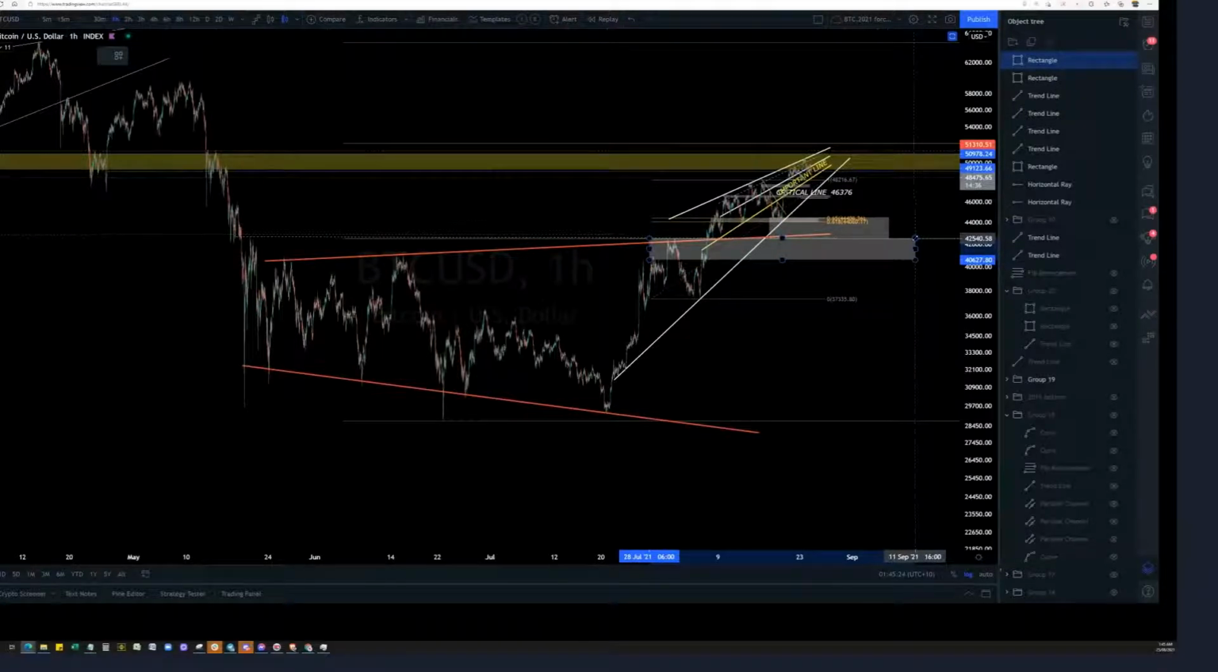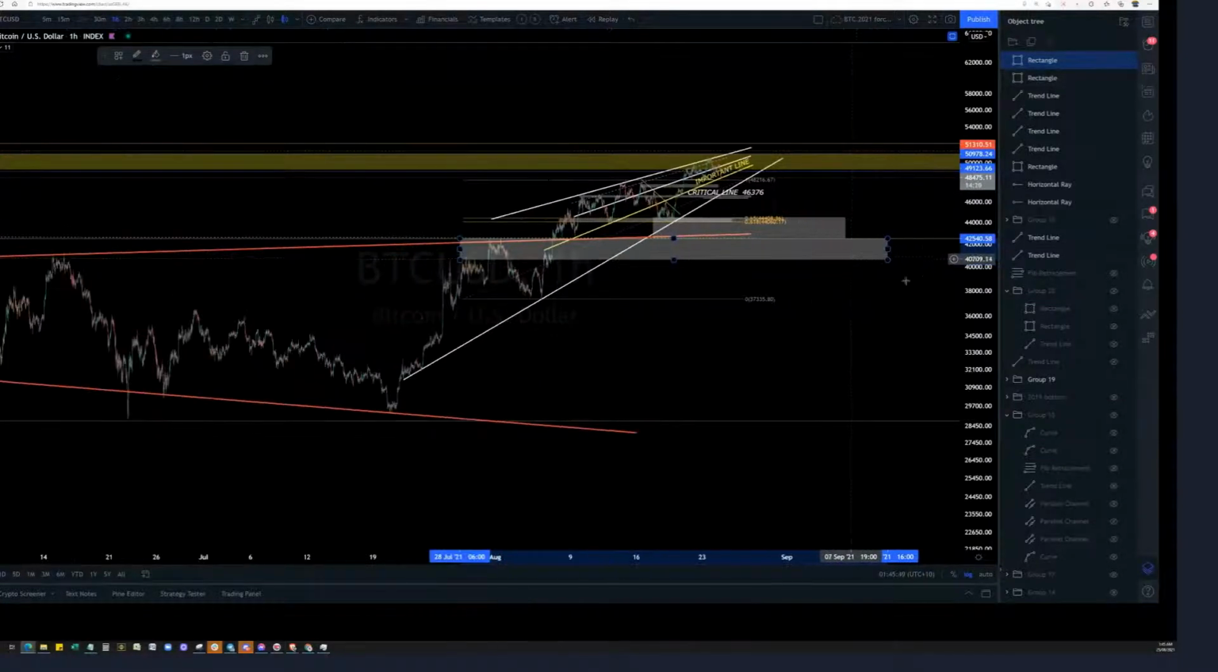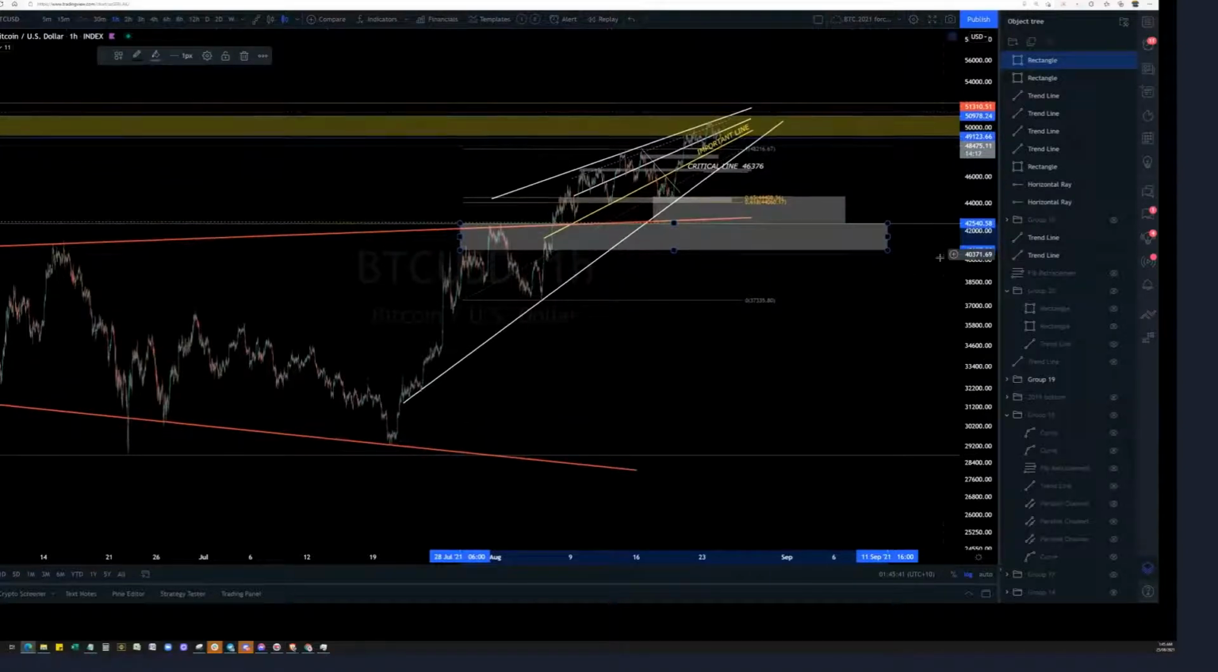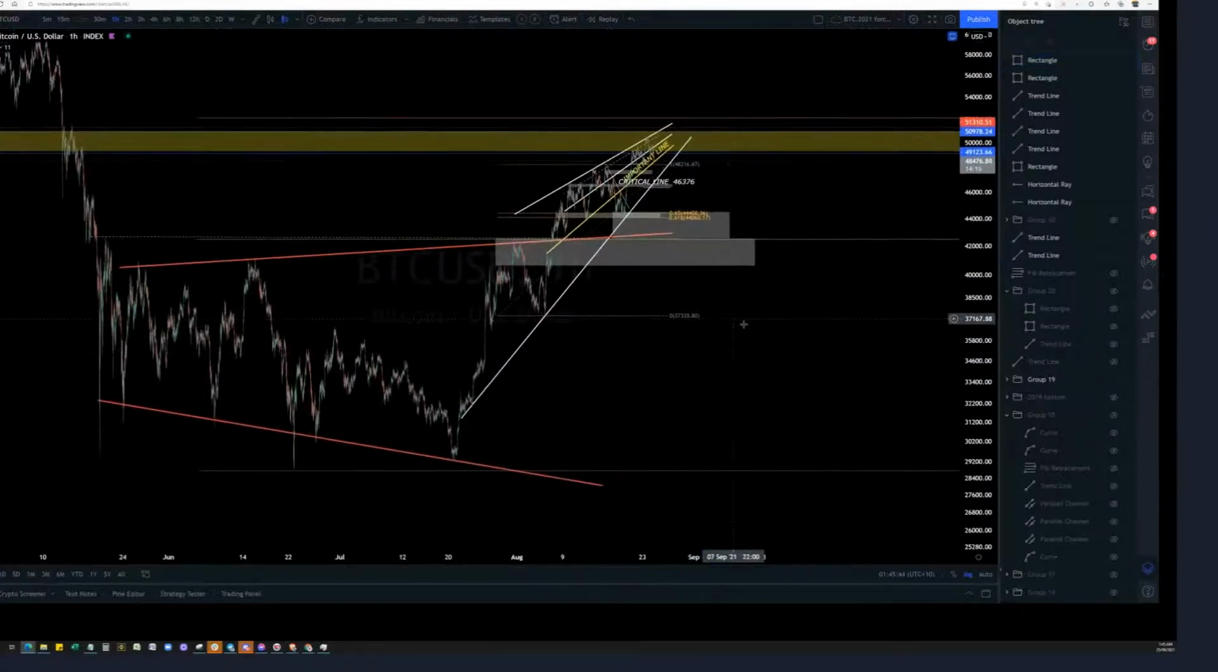It can drop just a bit more without panic selling. If this drops hard, then the wick could come down here. But I'm looking to buy in this area between 40,000 and 44,000. I don't see it going down lower than that.